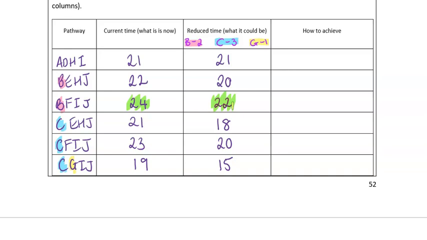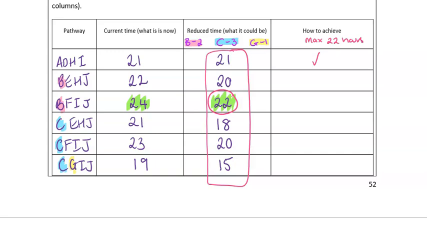What we now need to do is compare our reduced values, so the column here, which is our best reduction, to the original values and see, did I need to adjust to achieve this time of 22? So I'm using 22 as my guide point. So if I look at this first pathway, ADHI, its time, there was no change, but 21 is below 22. So we are going to achieve a time of 22. So how to achieve the max of 22 hours is what we're talking about here.